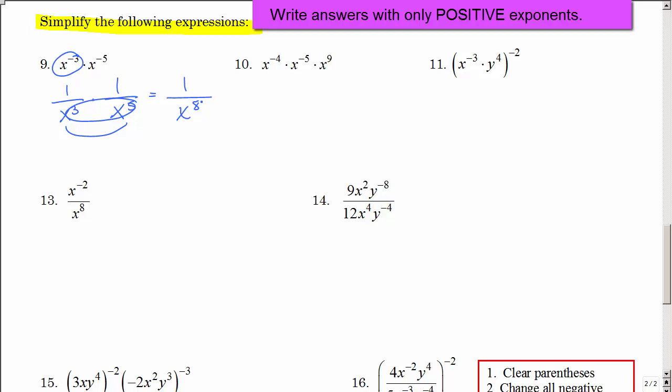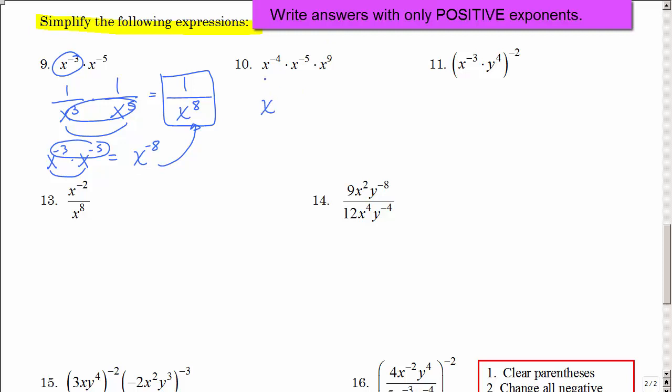Could you have worked it a different way? Yes, you could. You could have said, hey, Ms. Turnell, I have the same base, so I'm going to add those and I'm going to get negative 8. And I'm going to say, yes, that's right. But then you have to write it like this because I want to write it with just positive exponents. Be careful.